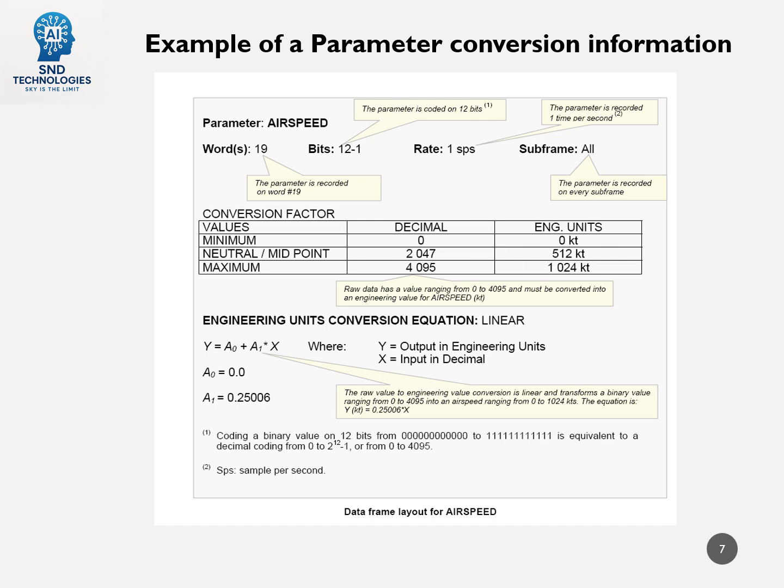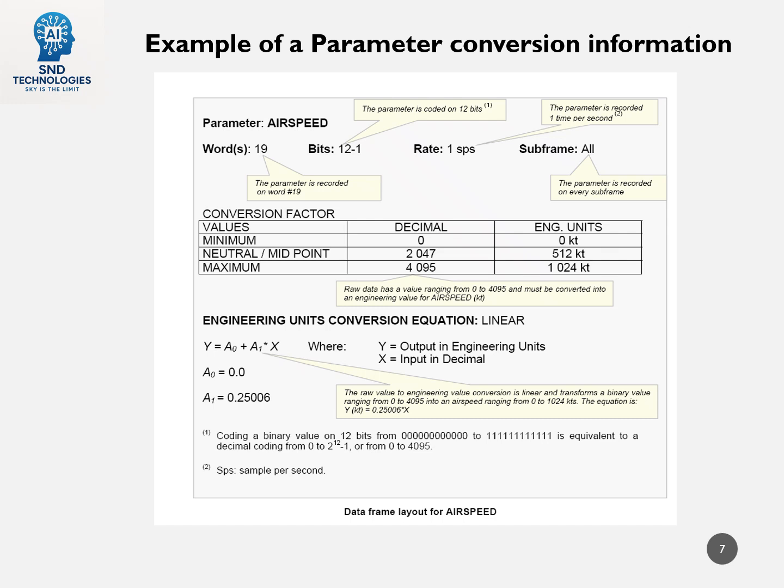So, one sample per second. And then it shows that if the decimal raw value is 0, it is 0. If it is 2047, it's 512. 4095, 1024. It's like a simple linear equation, y equals mx plus c. So c in this case is 0, the constant is 0, and the multiplier is 0.25006.